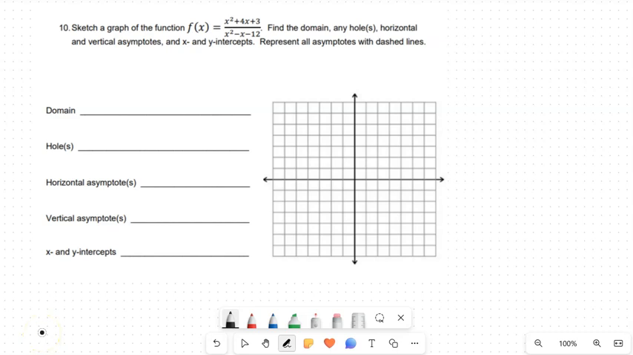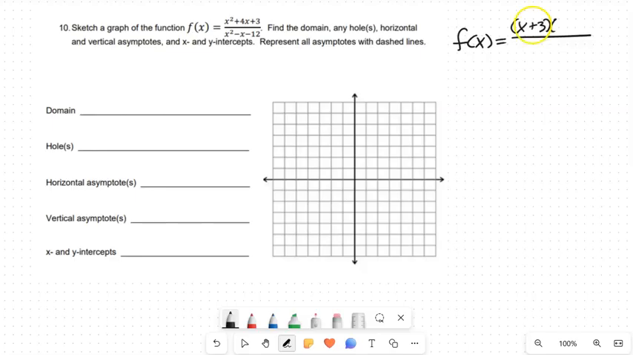On this problem, we're to sketch the graph of a rational function. It asks for a bunch of extra questions: the domain, any holes, horizontal and vertical asymptotes, x and y intercepts, etc. The first thing that I do on this question is to factor everything I can so that I can see what this thing is made up of.